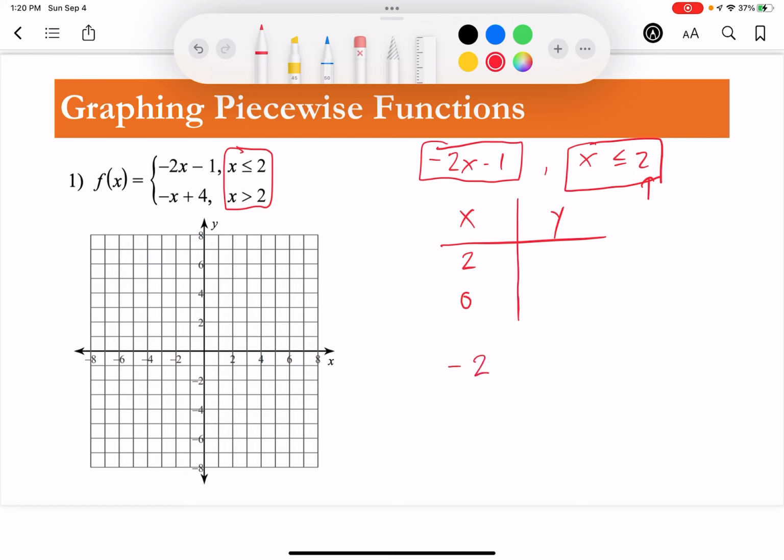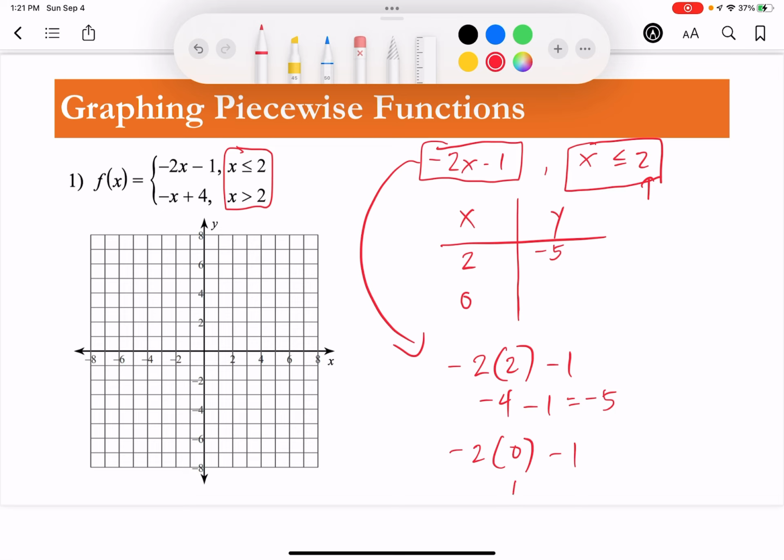So, ano kaya yung mga y values natin dyan? So, negative 2, kunin lang natin itong function. Negative 2 times 2, okay, minus 1. So, negative 2 times 2 is negative 4, minus 1 is equal to negative 5. Okay. At x equals 0 naman. So, negative 2 times 0, okay, minus 1. So, 0 minus 1 equals negative 1. So, meron tayong dalawang points, di ba? So, at 2, negative 5, and 0, negative 1.